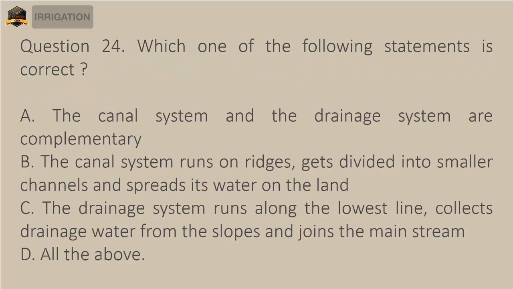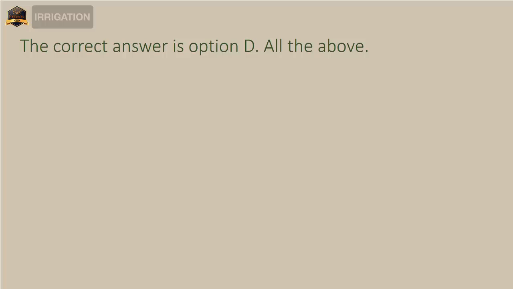Question 24. Which one of the following statements is correct? A. The canal system and the drainage system are complementary. B. The canal system runs on ridges, gets divided into smaller channels and spreads its water on the land. C. The drainage system runs along the lowest line, collects drainage water from the slopes and joins the main stream. D. All the above. The correct answer is option D, all the above.